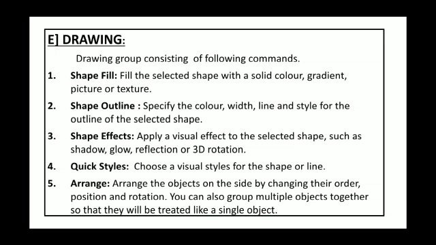Arrange: arrange the objects on the slide by changing their order, position and rotation. You can also group multiple objects together so that they will be treated like a single object. Like if you inserted one circle, one rectangle, one triangle, and you want to move the shapes from one place to another, you have to move all three at a time. At that time you can select the three objects and set group. If you click the group option, all three images will be grouped as one.